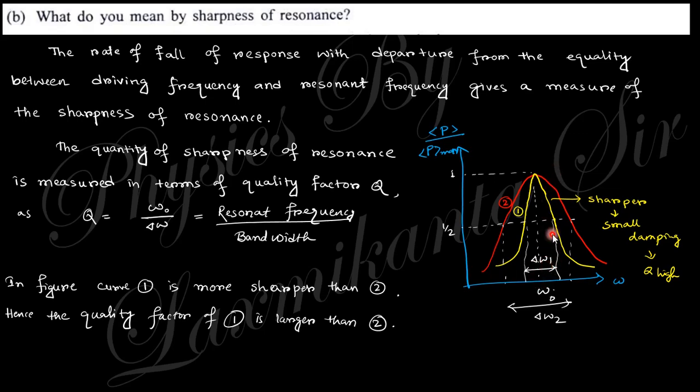It's like an absorber at a sharp point. In the case of radio or TV, in the old radios, there was a beep sound at the wrong range. But nowadays the bandwidth is very small and the sharpness is very high. That's why the frequency matches at that point. So the rate of fall of response with departure from equality between the driving frequency and the resonant frequency gives the measure of sharpness of resonance.